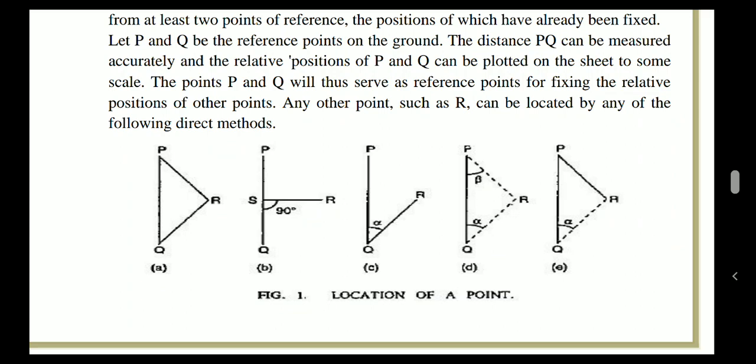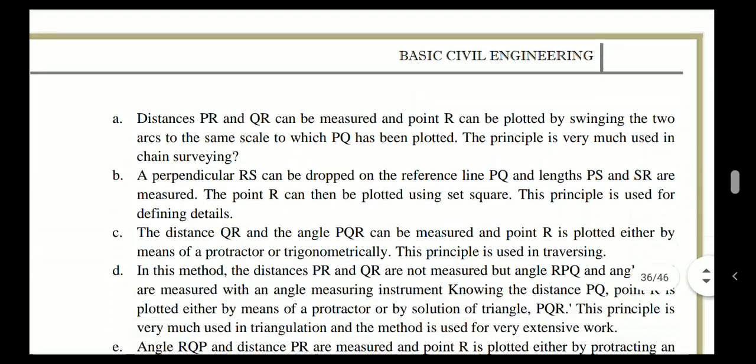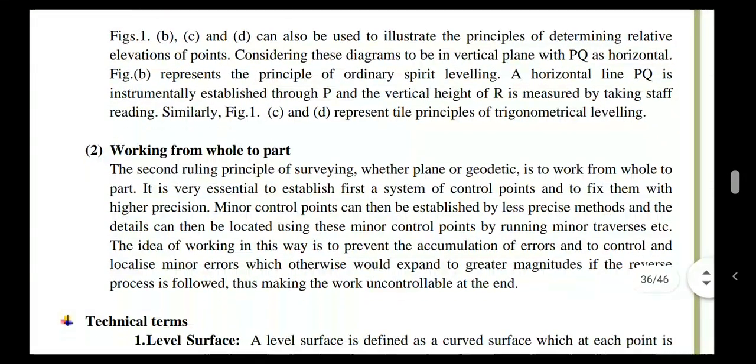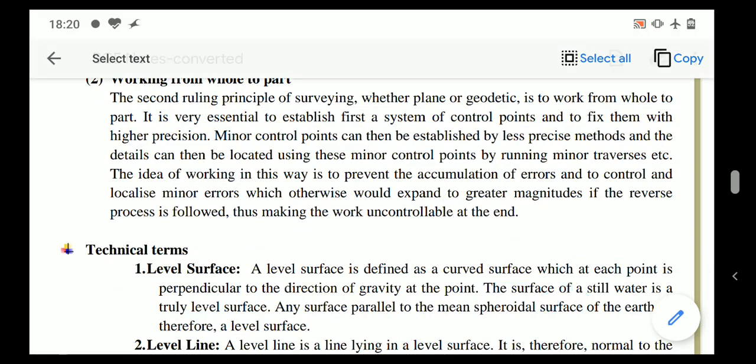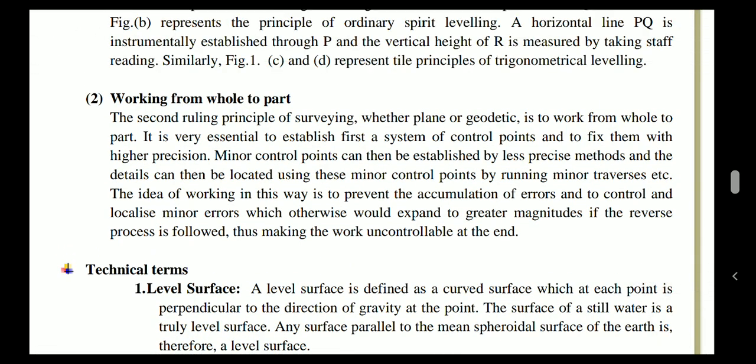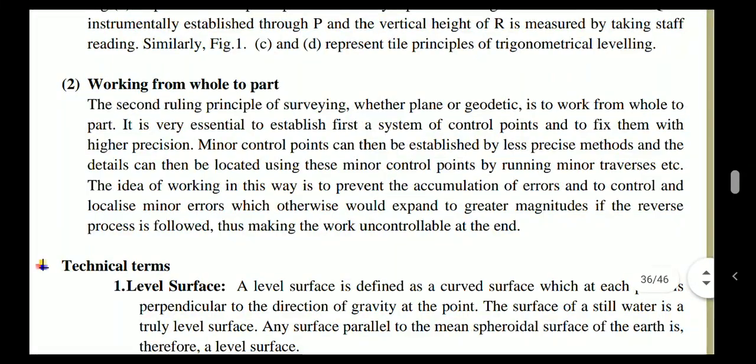Then the fourth option is that we know two angles, that is RPQ, that is beta, and RQP, that is alpha, so that the third point can be established. The last method is that we know one angle and one distance: angle RQP, that is alpha, and the distance PR. So we can get the third point R. Another principle of surveying is working from whole to part. So what do you mean by working from whole to part?